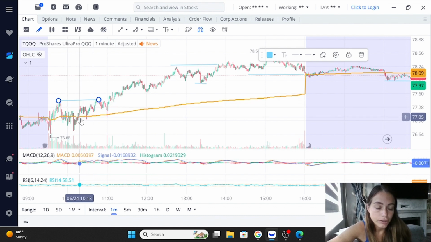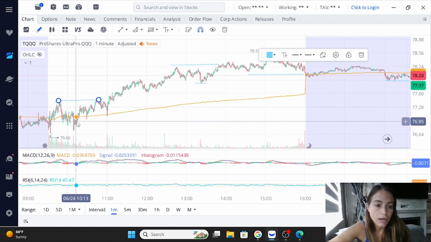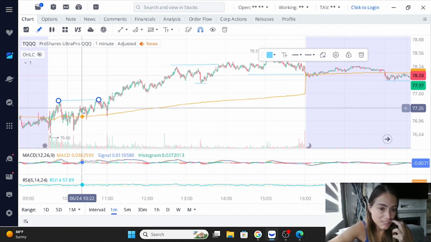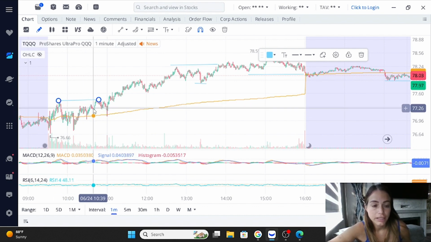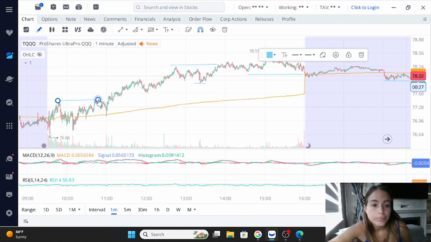Normally what happens is that a stock will start moving upwards, and then you're close to resistance, so it sells off, and then it tries to push past.